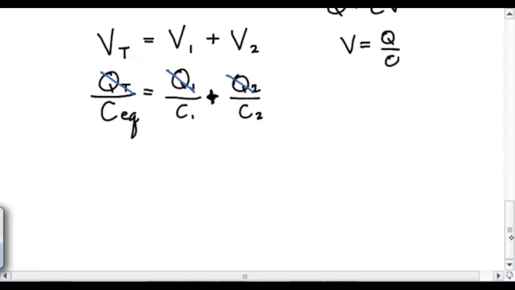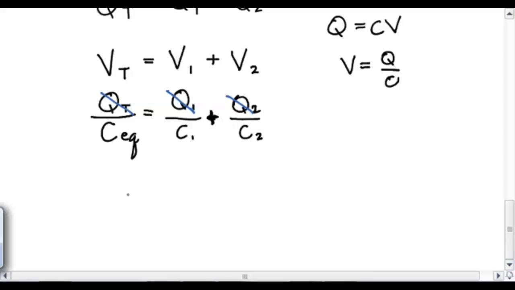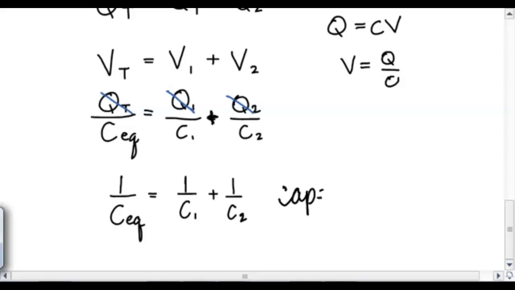Alright, so let me scroll down just a little bit. So what's that leave us with? That leaves us 1 over the equivalent capacitance is equal to 1 over C1 plus 1 over C2 plus 1 over C3 plus 1 over C4 plus 1 over C5, as many as you would have. What does that look like? Resistors in parallel, but this is capacitors in series. So this is caps in series.